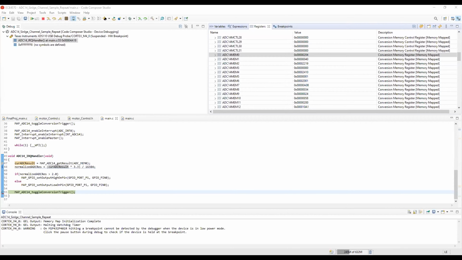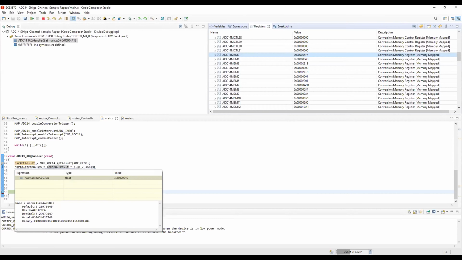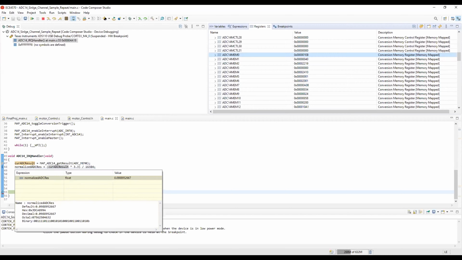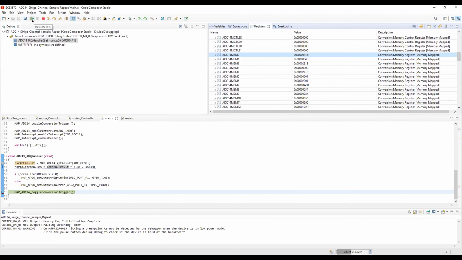Okay, Dr. Abdrum, I can share my screen for you. Yes, Christian. All right, here we go. Can you see that? Yeah. Okay, so when I run it the first time, we read 3.299. And when I unplug P5.5 and run it again, we should read about good point. Good.